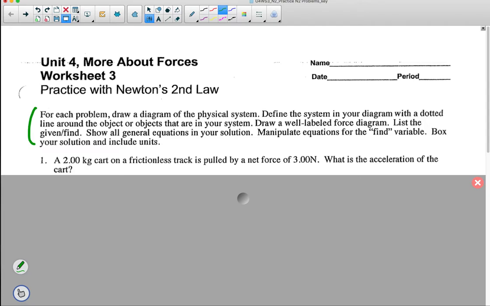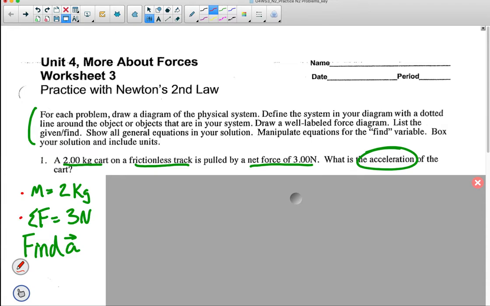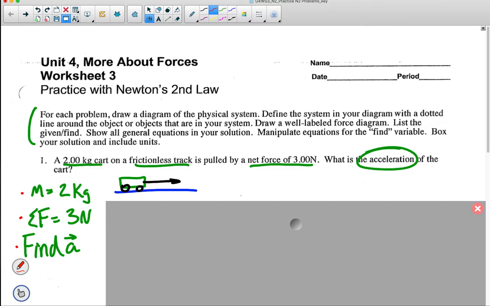In the first part, it says we have a 2 kilogram cart on a frictionless track being pulled by a net force of 3 newtons, and we need to find the acceleration of the cart. So the first thing we want to do is write down the given information. We said that the mass of the cart is 2 kilograms, the net force is 3 newtons, and they want us to find the acceleration.